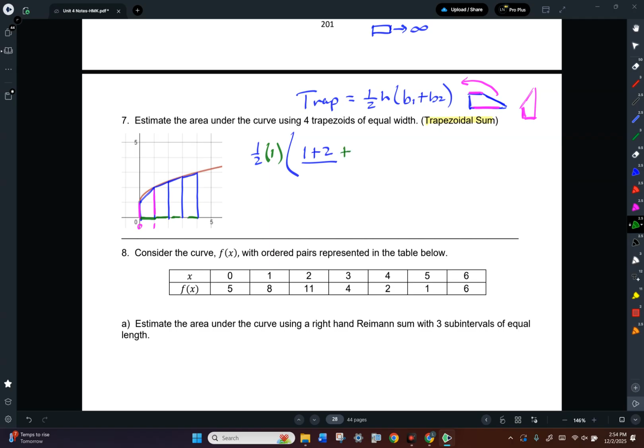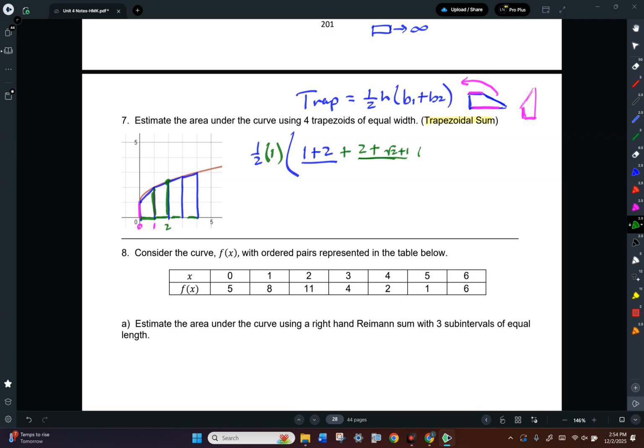Let's go to the second trapezoid. The B1 and the B2 there are going to be 2 plus, well, what's this height right here when x equals 2? Well, it's the square root of 2 plus 1, isn't it? I guess I don't really need those parentheses, do I?